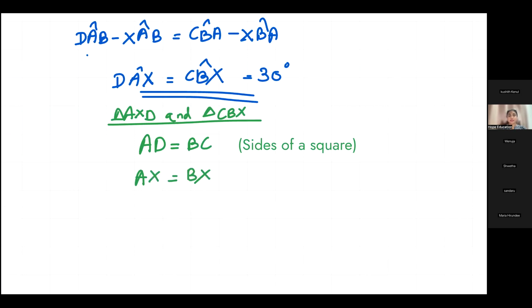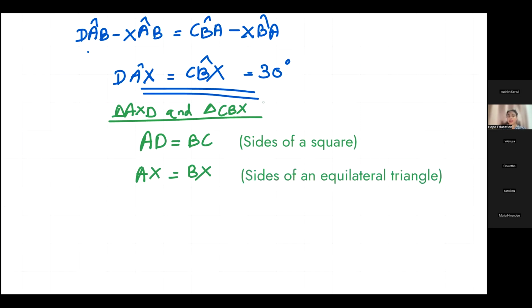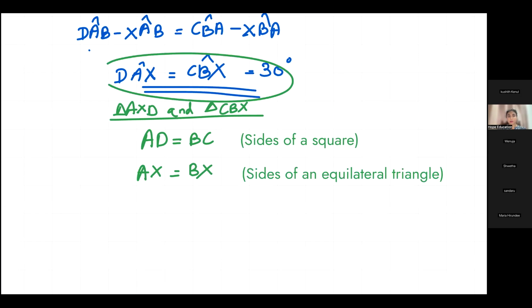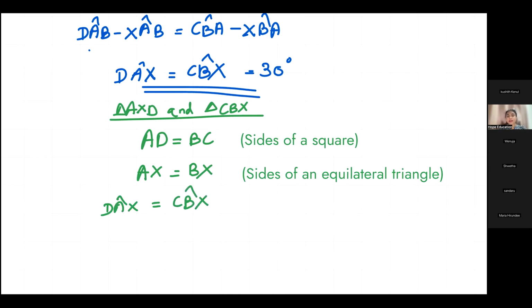Reason: sides of an equilateral triangle. Now, we have already written the angles here, so we just have to put a tick and copy it here. DAX equals CBX. For the reason, what I write is that I already proved it above. I have proved it above, so I write proven above.